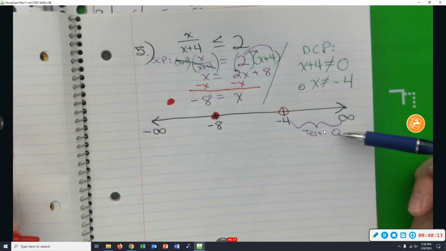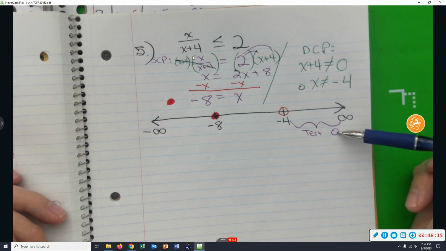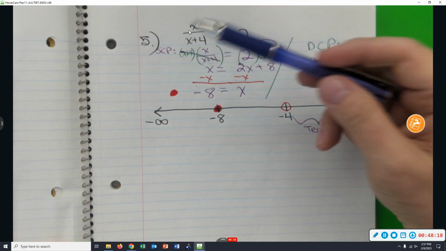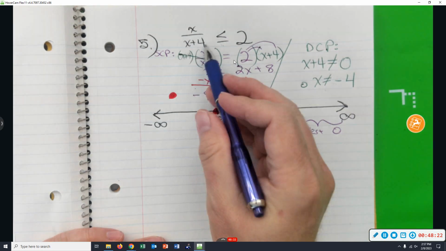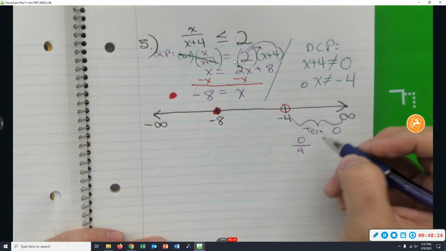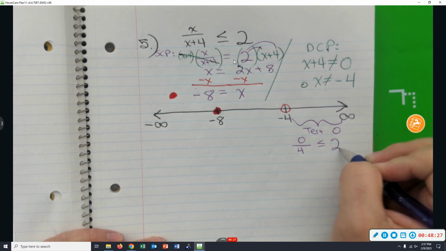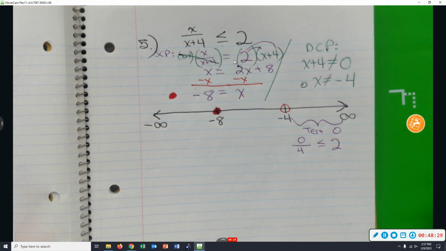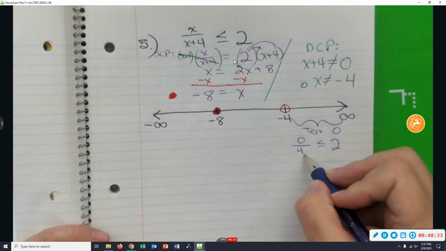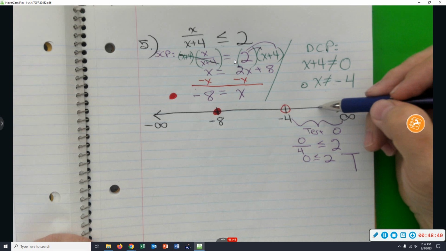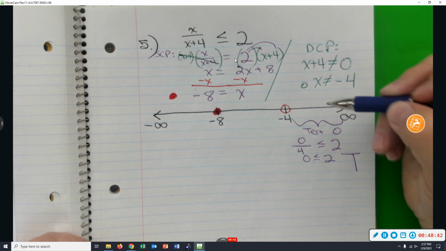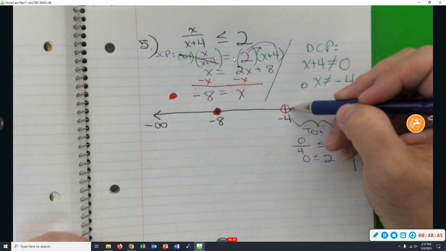And that way, testing 0. Plugging it in up here. 0 over 0 plus 4 is 4, is less than or equal to 2. What's 0 divided by 4? I couldn't hear you. 0? 0. I agree. True or false? True. So what do we do here? Well, we put the T. I'm going to shade it.